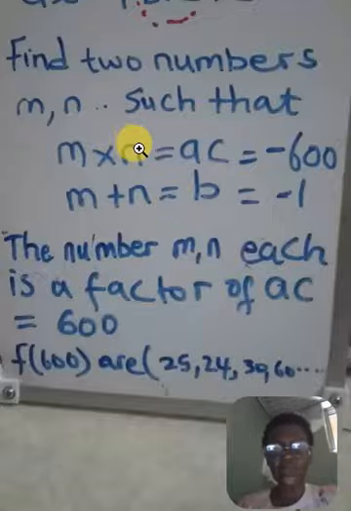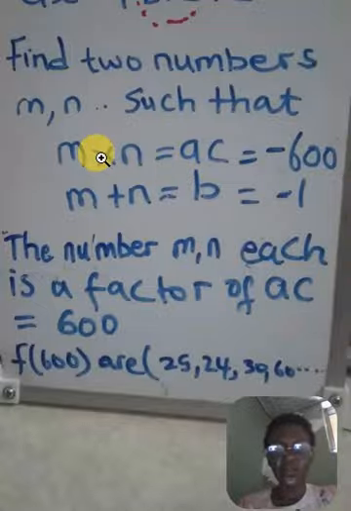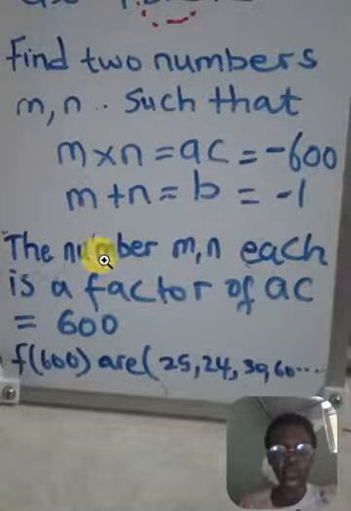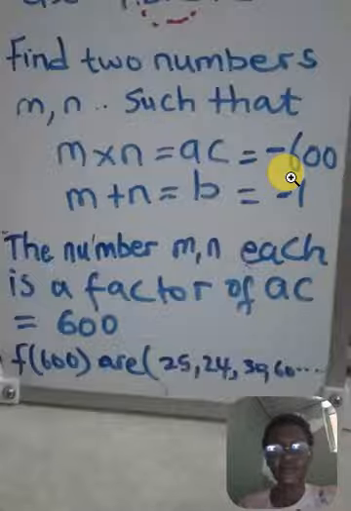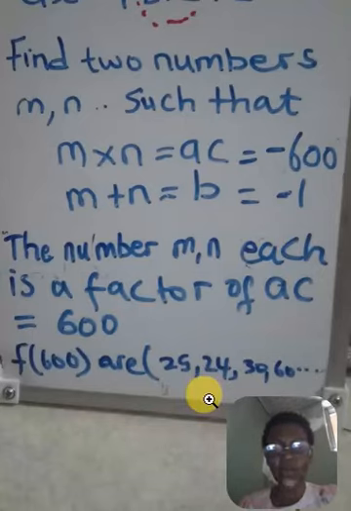24 times 25 will give us 600. And 25 minus 24 will give us 1. So it's 24 and 25. That is our m and n.